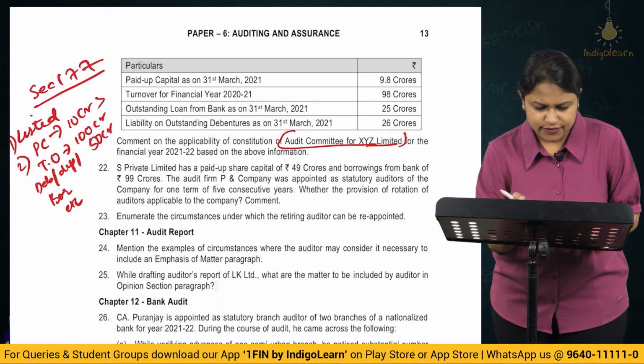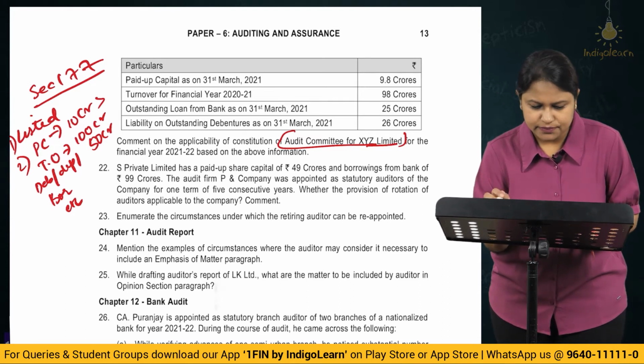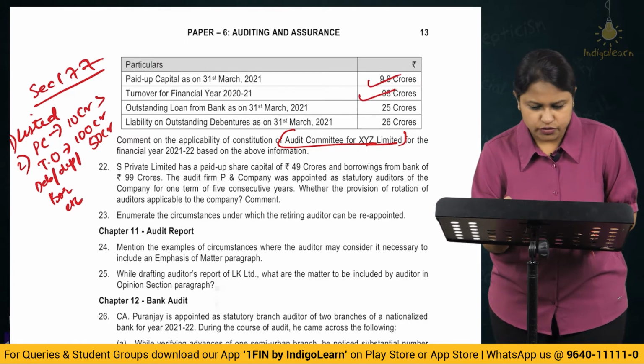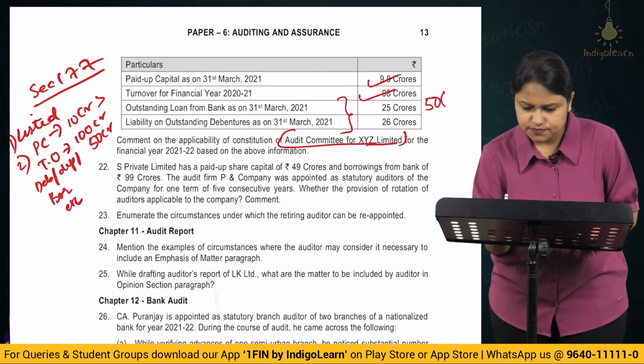So if you look at the paid up, first of all it is a listed company, no. So it is XYZ Limited, a public company. So your first paid up capital limit is not fulfilled, okay. Turnover limit also not fulfilled, okay. But if you look at these two, they are crossing 50 crores.